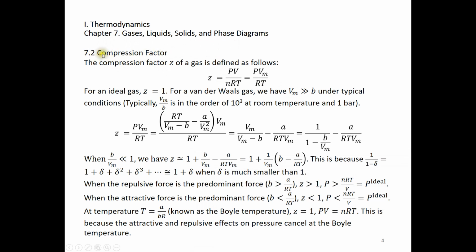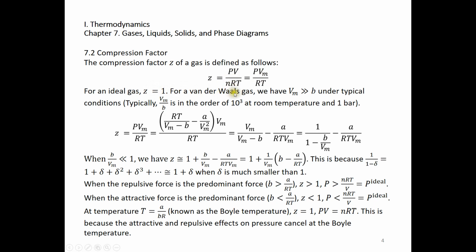Section 7.2: Compression Factor. The compression factor Z of a gas is defined as Z equals PV over nRT, and PV over nRT is pressure times molar volume over RT. For ideal gases, Z equals 1 because PV equals nRT for all ideal gases.